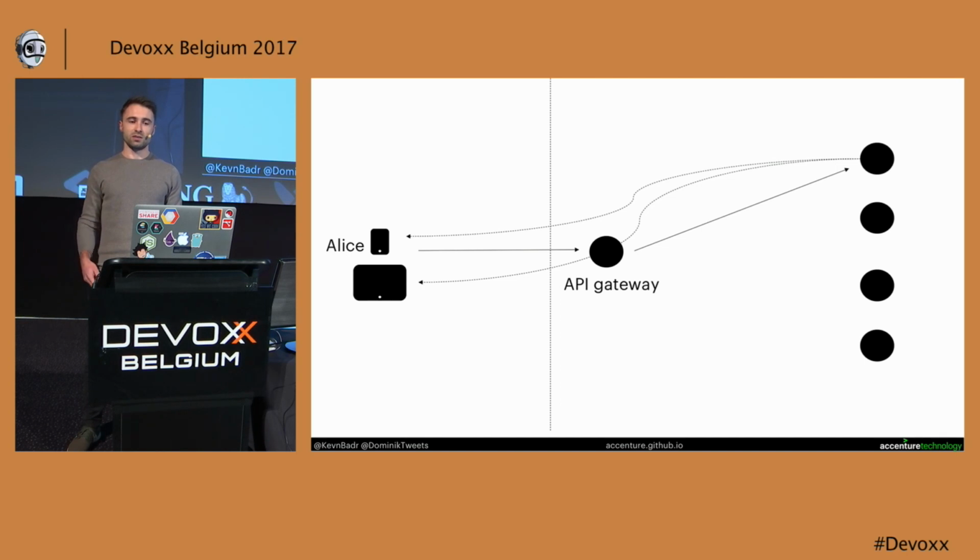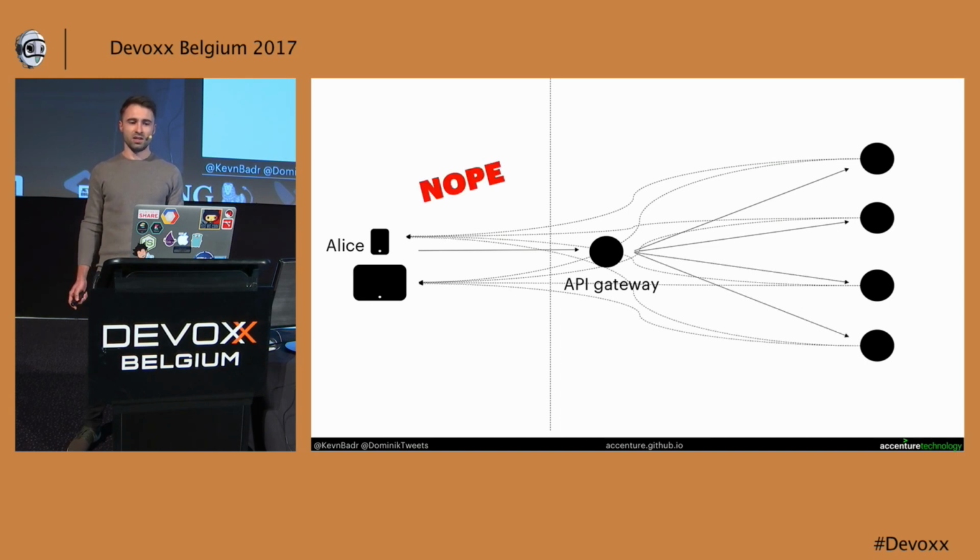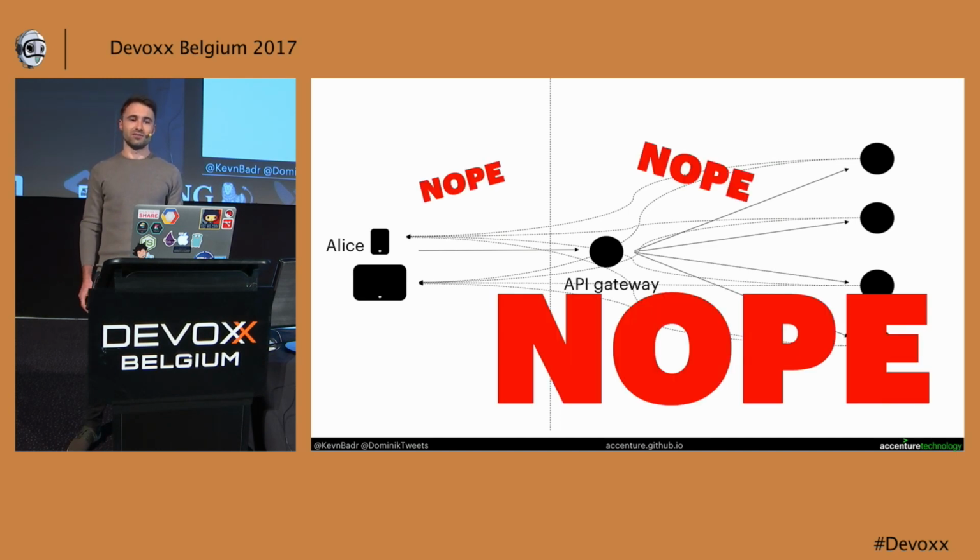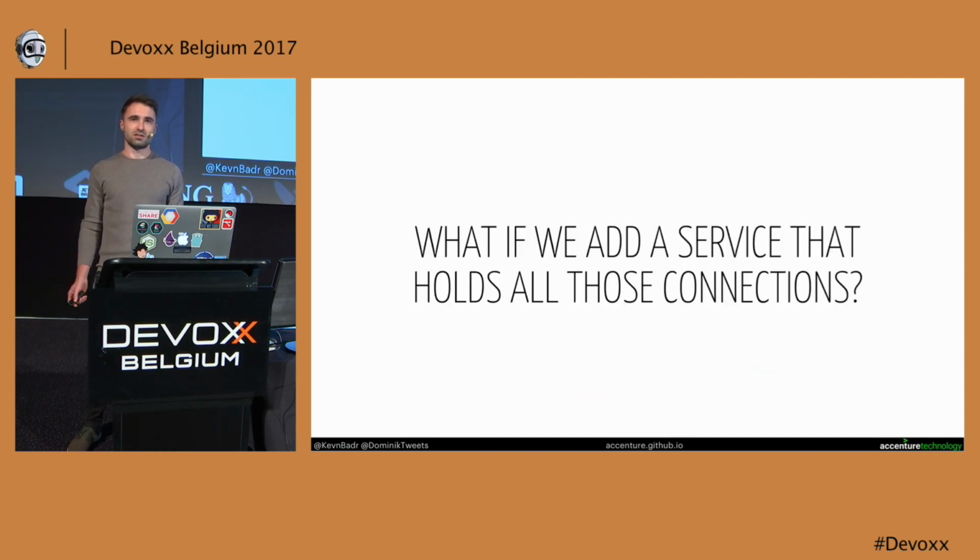But if we're interested also in events of another service, we can do the same thing again, and it already starts to look pretty crappy. So we don't really want this kind of architecture, because it's just not scalable at all. So what could we do about this?